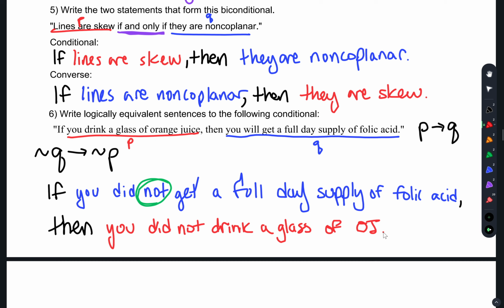And now some of these are a little bit weird, right? If you did not get a full day supply of folic acid, you did not drink a glass of orange juice. Could you get your full day supply of folic acid some other way? I'm sure. But you for sure didn't drink a glass of orange juice, because if you did, you would have that supply of folic acid, right? Kind of a weird statement here, but it is still logically equivalent, still as true as the first statement up there. Any questions on that?